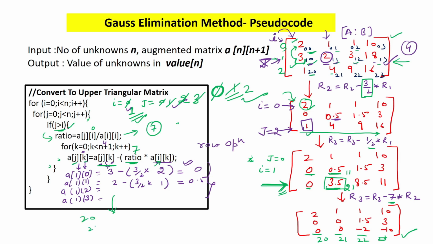So that means 20, 21, 22 and 23 index will be generated and they will be changed. And I have to use this second row, or you can say the row number 1. So here i is 1. So 1 0, 1 1, 1 2 and 1 3 will be generated. That means all these elements will be generated and ratio is 7. So after applying all these things using this for loop, I will get finally this row. So that means I have got the upper triangular matrix.